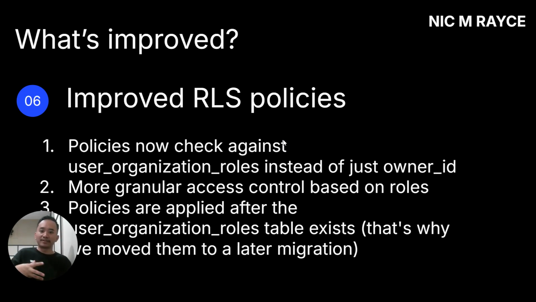And then improved RLS policies. Now the policies will check. Previously it was just owner, right? Remember the previous schema had an issue where it was only for an owner, a one-man show use case. So now the RLS policies will check against user organization roles whenever anything needs to happen. More granular access policies are applied after the user organization roles table exists, stuff like that.